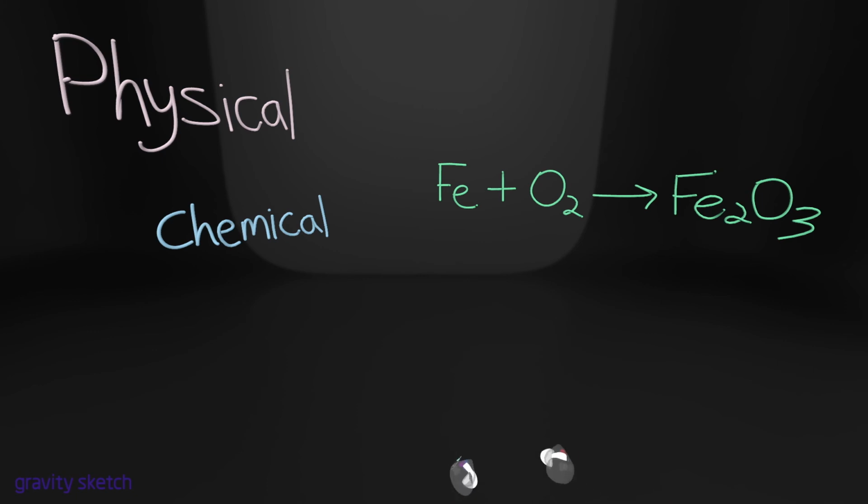Next, is ductility a physical or chemical property? Well, ductility is physical because the actual chemical identity of, let's say, copper isn't changed when turned into a wire. The copper will still be copper after it's turned into a wire.